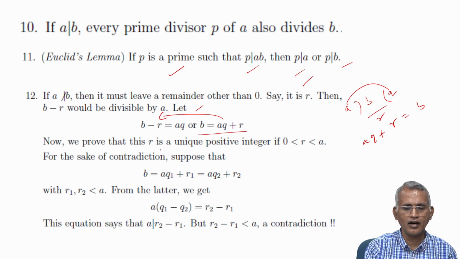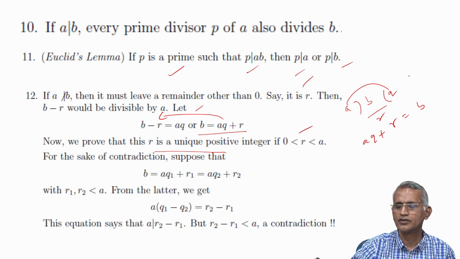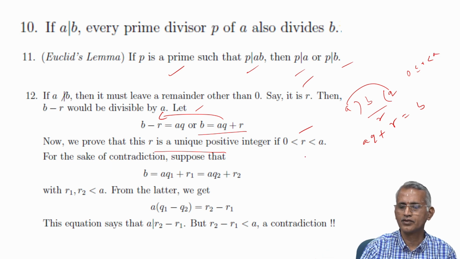Now, we prove that R is a unique non-negative integer and R lies between 0 and A. This condition is true when R equals 0, meaning A exactly divides B. If R is more than 0 and R is less than A, then we have to divide further.